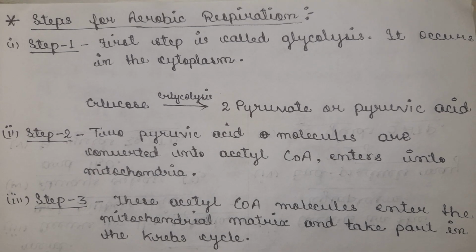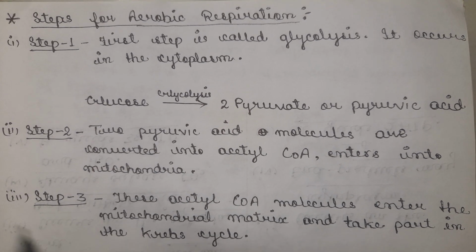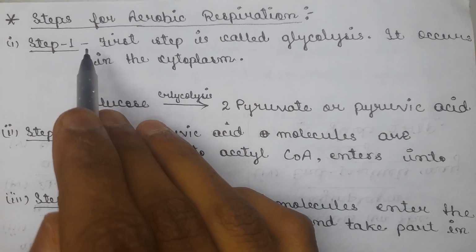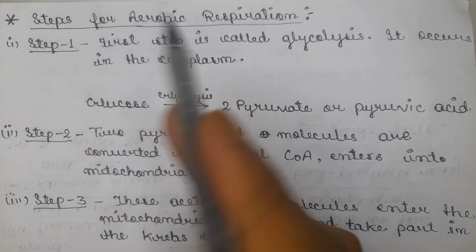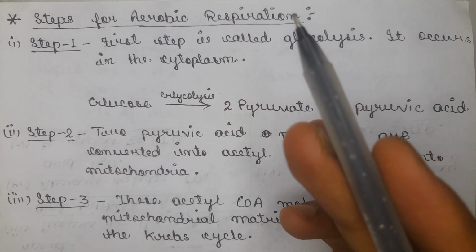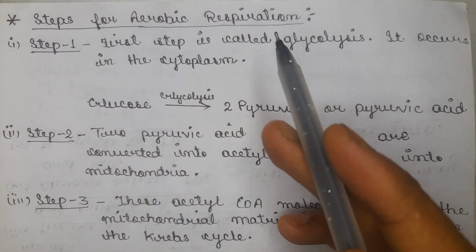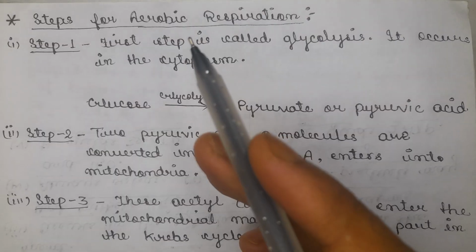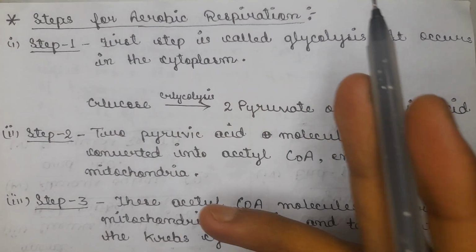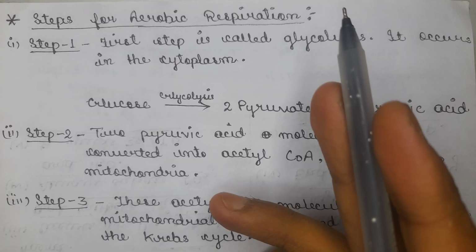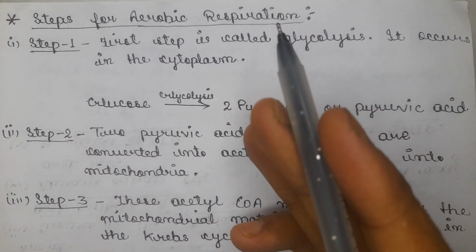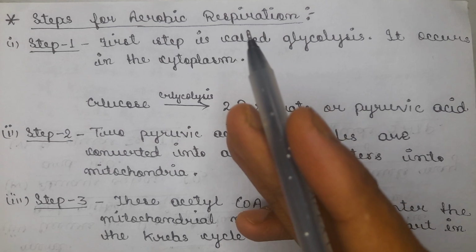Hello everyone. So today's video topic is basically the steps for aerobic respiration. Before starting this topic, we need to understand that during the respiration process, glucose molecules are broken down to produce some amount of energy, and respiration is classified into two types. The first is aerobic and the second is anaerobic. In aerobic respiration, oxygen is utilized, and in anaerobic respiration there is no need of oxygen.